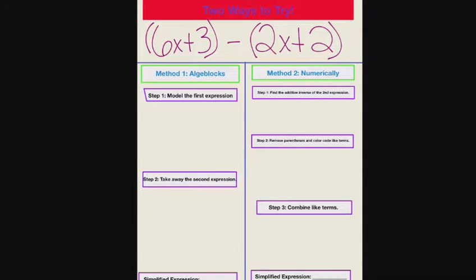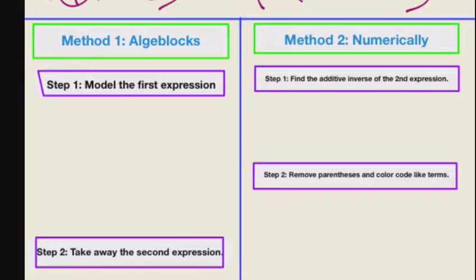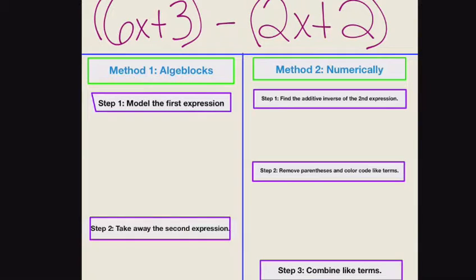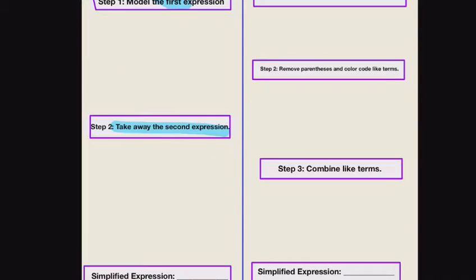Okay, so our first expression is 6x plus 3 minus parentheses 2x plus 2. We're going to start by using the algeblocks, and notice that the steps for the algeblocks are a little different than when you add. Step 1 is to actually model only the first expression, 6x plus 3. Then what we're actually going to do is take away the second expression from the first, and that will give us our simplified expression down at the bottom here.